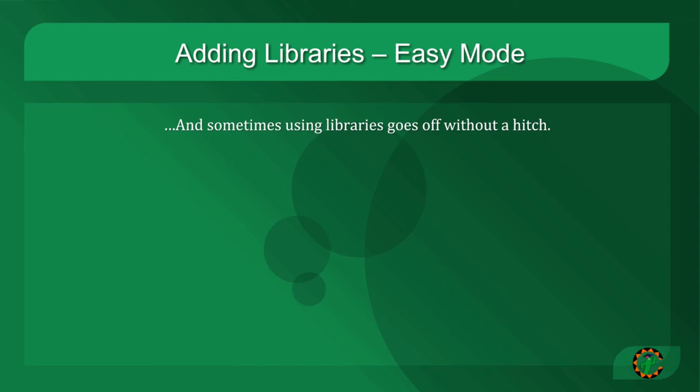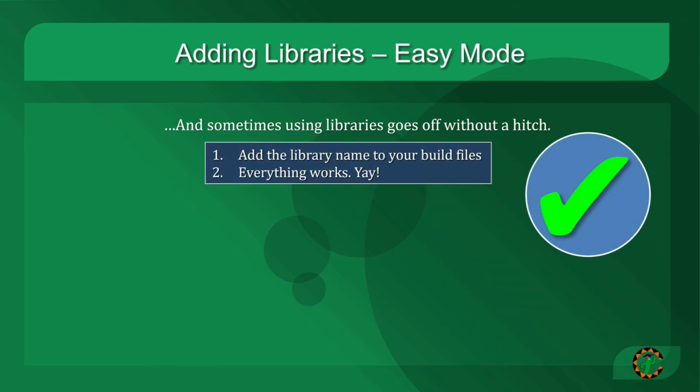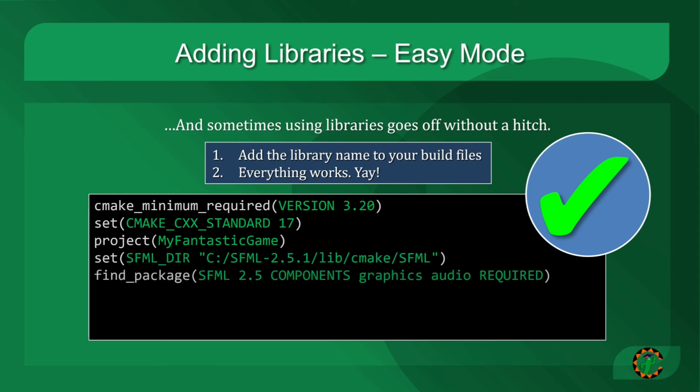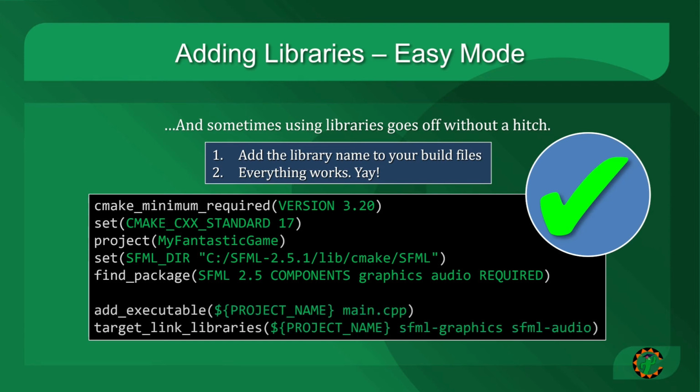So, let's say that you've successfully installed your library and gotten it set up. Now you need to add it to your project, and maybe this goes easily, and you add the library name to your build files, and everything just works. Here's a nice example for SFML using a CMake file. We create our project, we set up the SFML directory, we tell CMake to find the packages that we need, and then we add our executable, and we tell it to link to the SFML libraries.